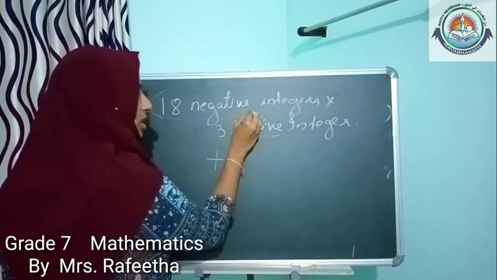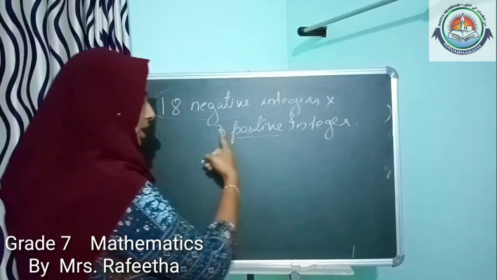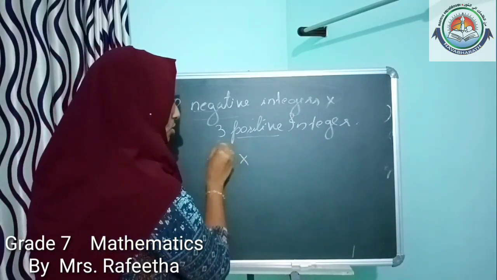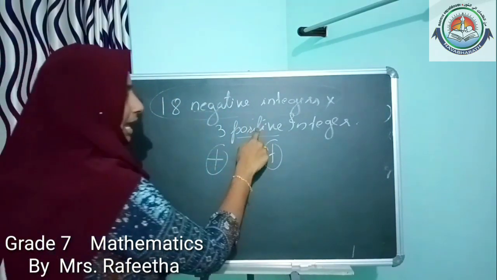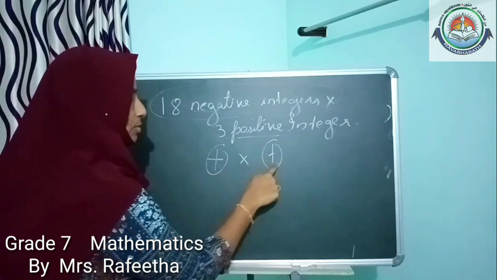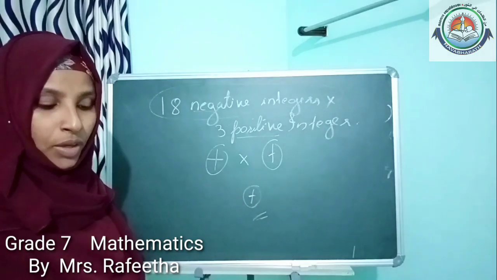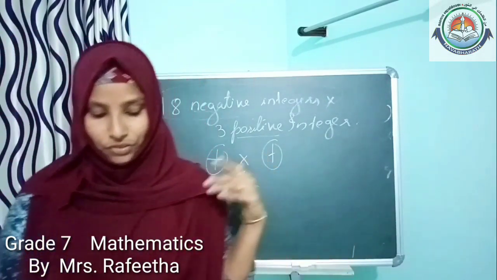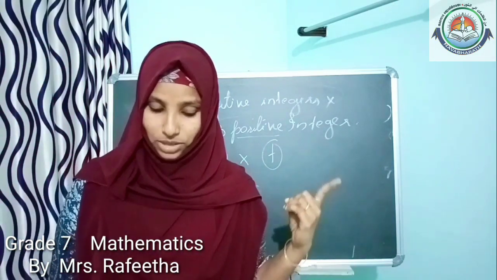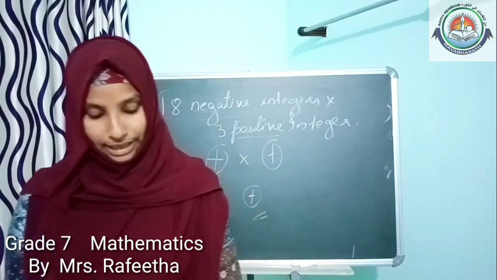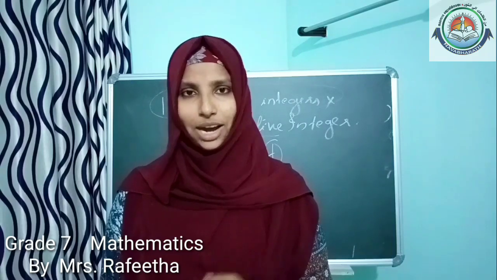But in the other case negative was there, so we need to look at whether it is odd or even. Here, since it is positive, 3 positive integers are also positive. The 18 negative integers give a positive, and the 3 positive integers are also positive. Positive multiplied with positive gives a positive answer. Similarly, do sub-questions 4 and 5 of question number 5 in exercise 1.1, and question number 6 you should do on your own. If you have any doubt, you can ask.